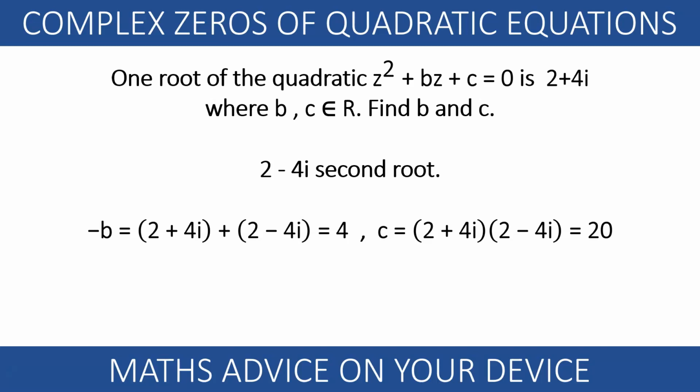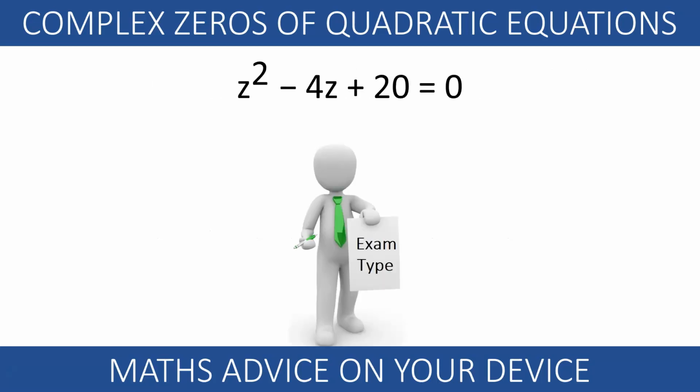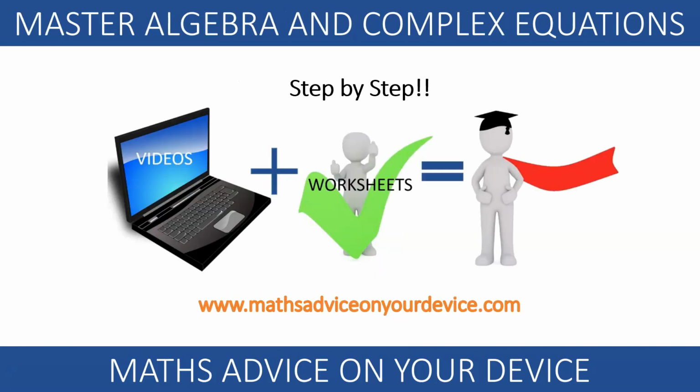The sum is the opposite of coefficient b, and the product is the coefficient c. b must be minus 4 and c must be 20. The quadratic with complex conjugate roots is z squared minus 4z plus 20 equals 0. Complex numbers are very important.